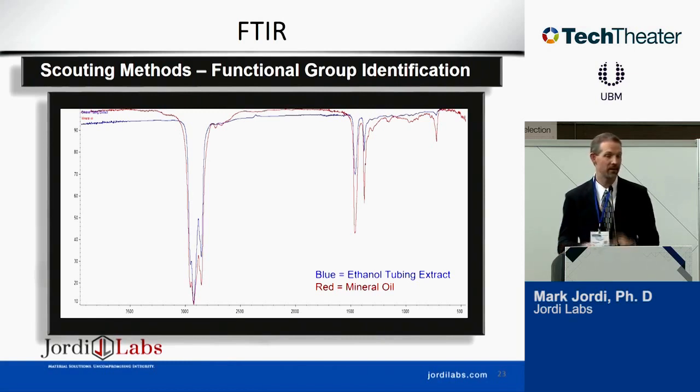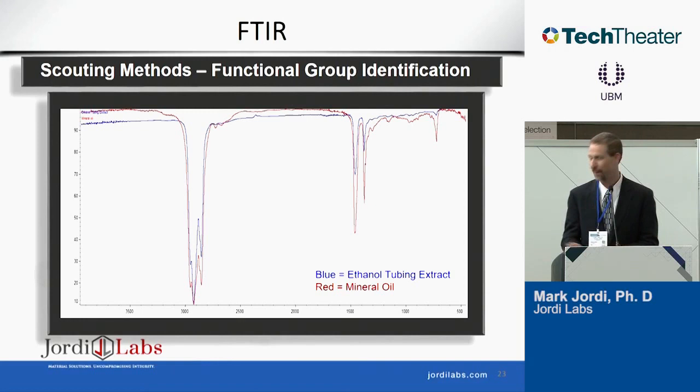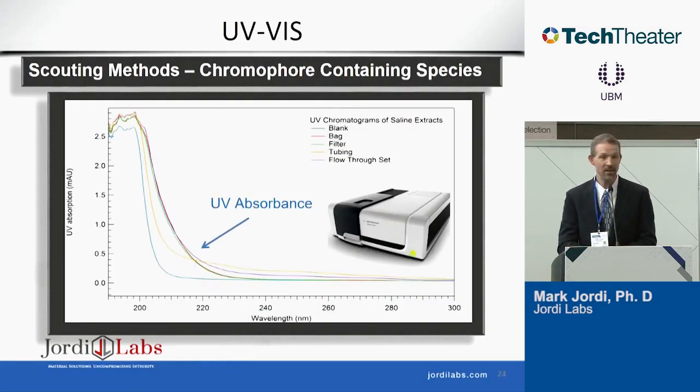And that's one of the reasons we like to do these scouting methods, is just to get a general sense of what's coming out. We then did the UV-VIS analysis, and we could see that most of the extracts contained either chromophores or aromatic species, because you could see absorption up to 290 nanometers.